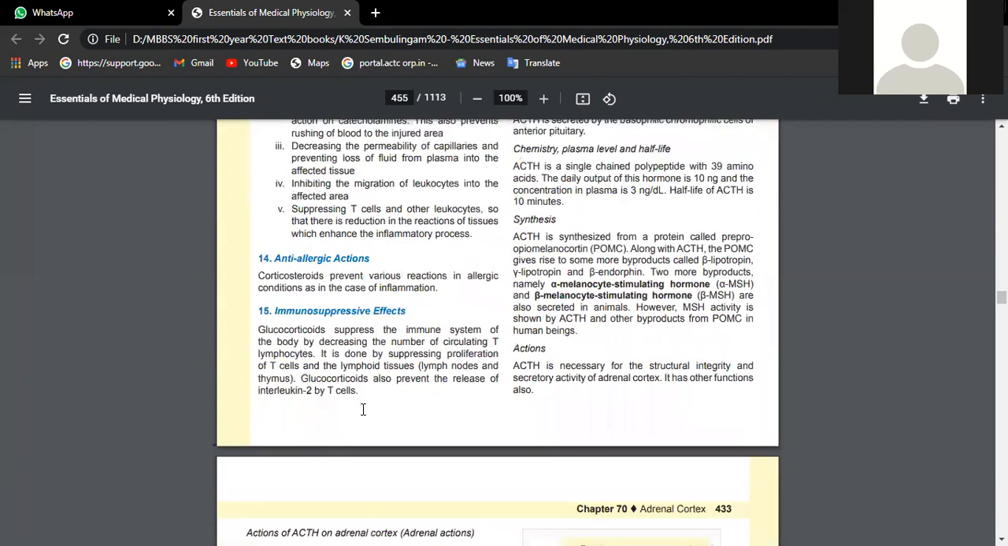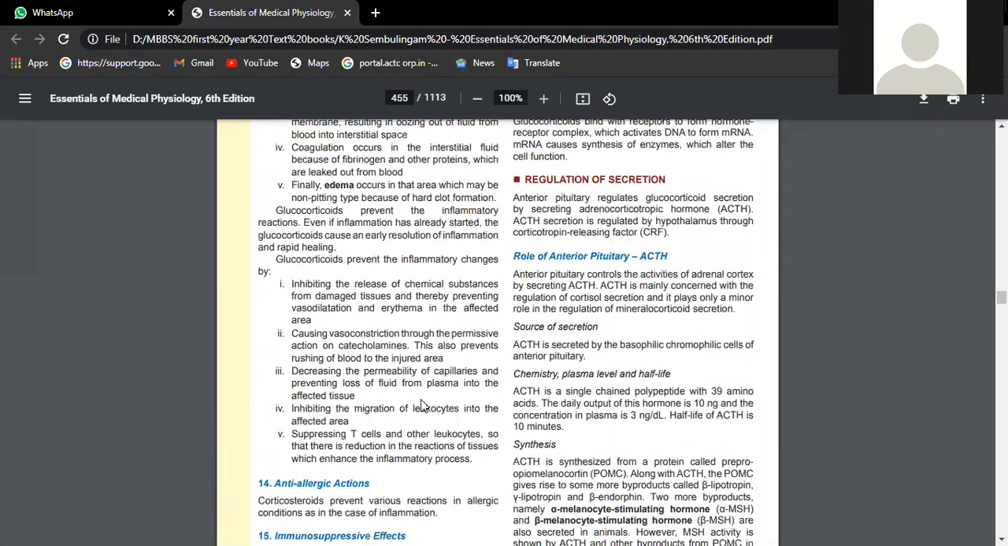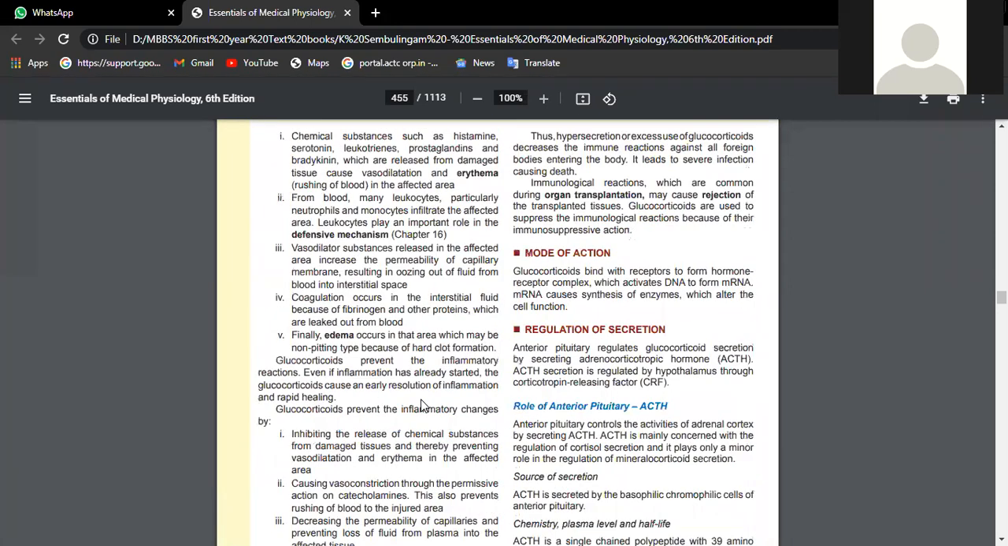It also helps in anti-allergic action. It also brings about immunosuppression. That's the reason you can give this hormone in transplantation, so that there is no organ rejection. Organ rejection can be prevented by giving glucocorticoids.